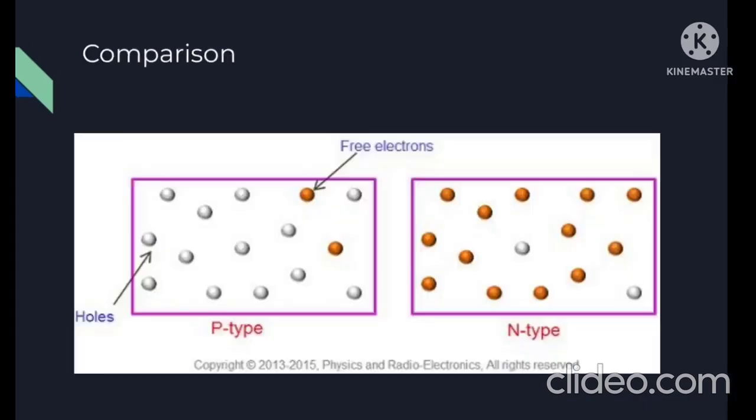So now here is a comparison between the p-type and the n-type semiconductor. We can clearly observe that in the p-type semiconductor there is a large number of hole formation. So the holes are the majority charge carriers, and for the n-type semiconductor there are a large number of free electrons which behave as the majority charge carriers.